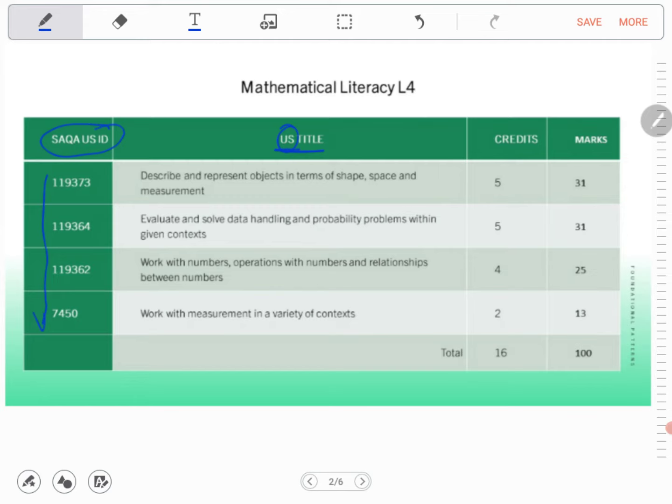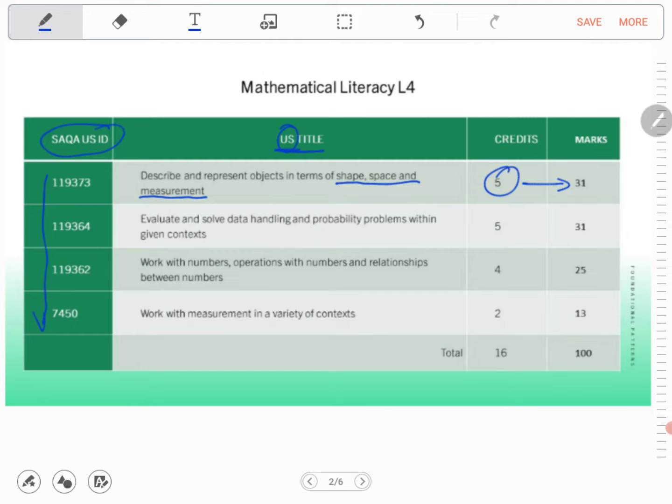The first one that we see here is describe and represent objects in terms of shape, space, and measurement. So we normally shorten this as a topic to become shape, space, and measurement. Now when you look into the right hand side, we have credits. Credit simply means how much of the work must be done for each topic. In this case, the shape, space, and measurement topic has 5 credits. That translates to 31 marks in your final exams.